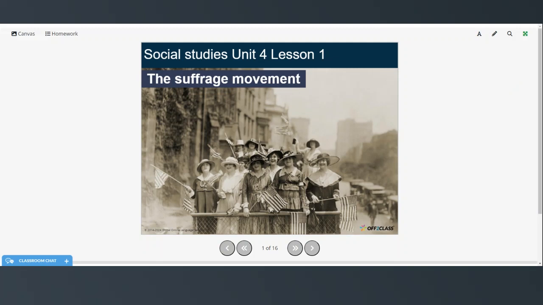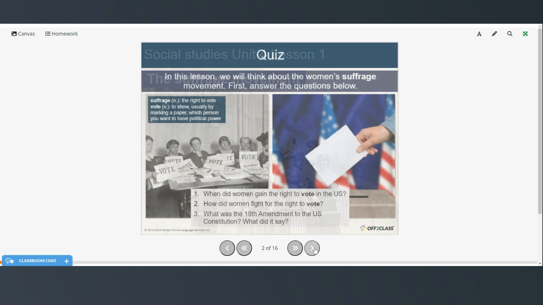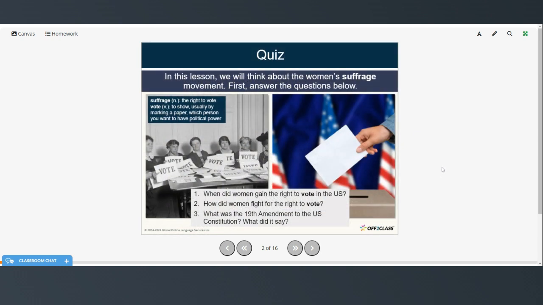This is a B1 level social studies course and we're going to be talking today about the suffrage movement. So in this lesson we'll think about the women's suffrage movement. First we're going to look at some vocabulary words and then see if you know the answers to the questions below. So suffrage just means the right to vote. And to vote means to show, usually by marking a paper, which person you want to have in political power.